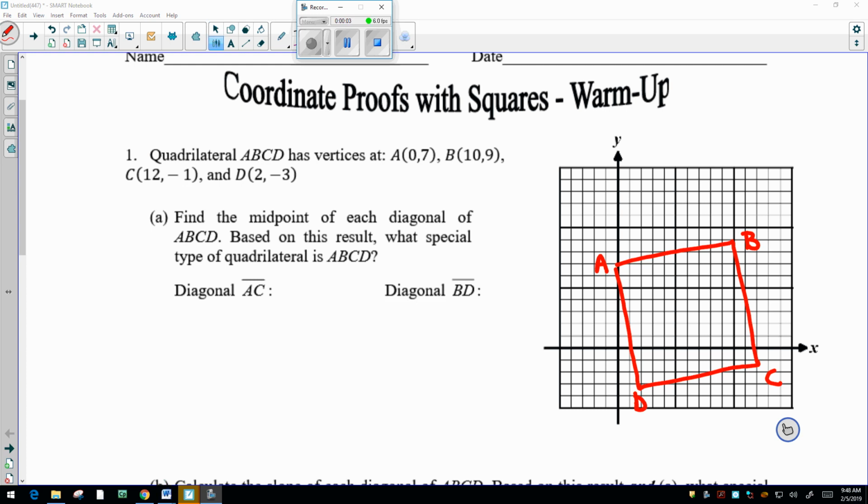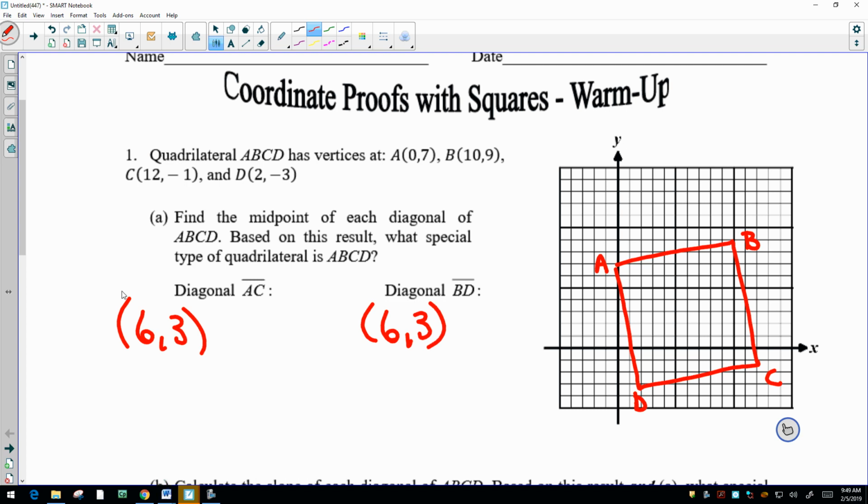So we are trying to find the midpoint of the diagonals, okay? What do we get for the midpoint for diagonal AC? 6, 3, okay? What did you get for BD? 6, 3. So they have the same midpoint.